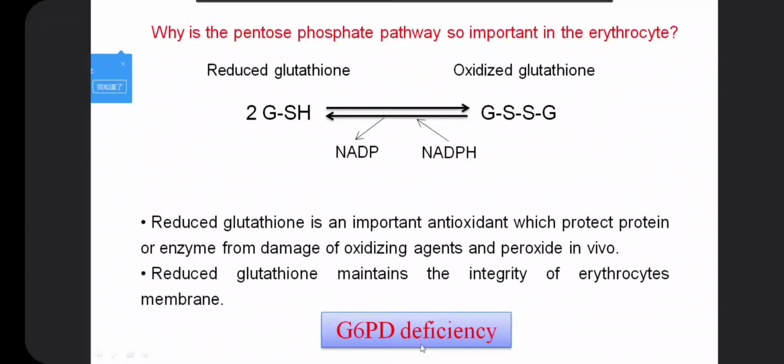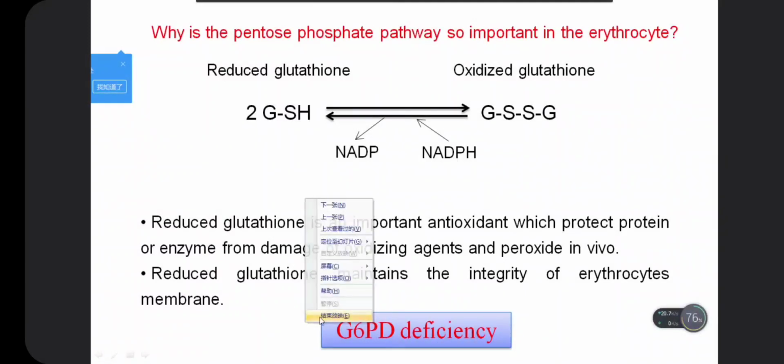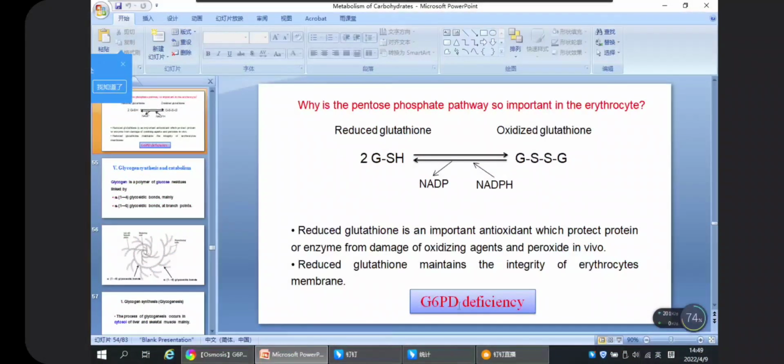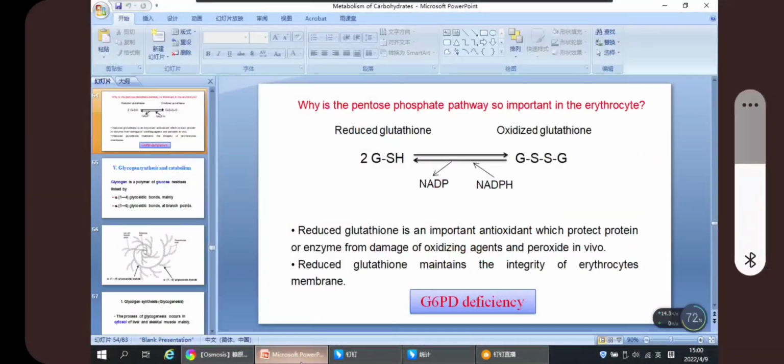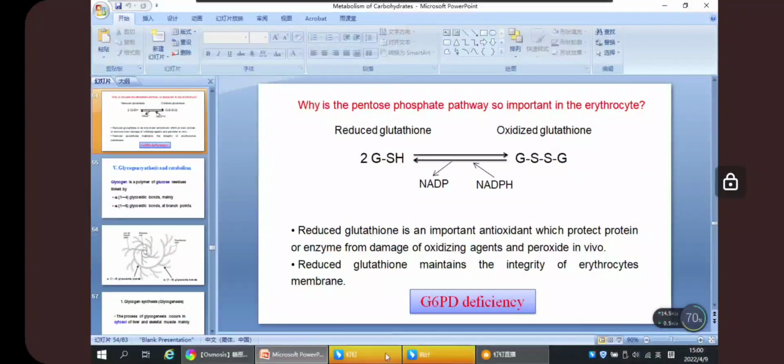And next, we have talked about G6PD deficiency. This is a genetic disorder. Okay. Next, I will show you a video. This video introduces G6PD deficiency, which, from certain drugs, may cause severe hemolytic anemia. Okay, so let's take a 10-minute break.